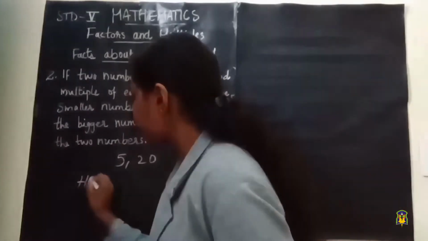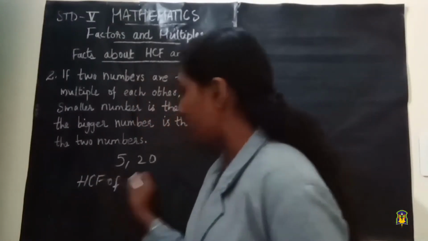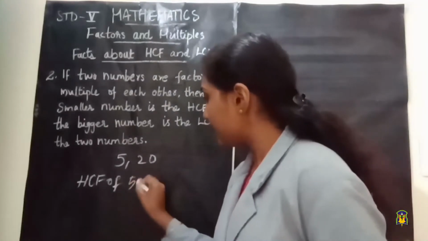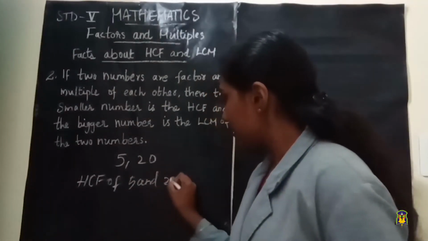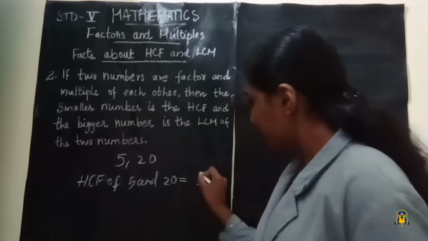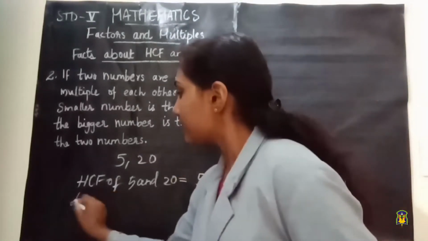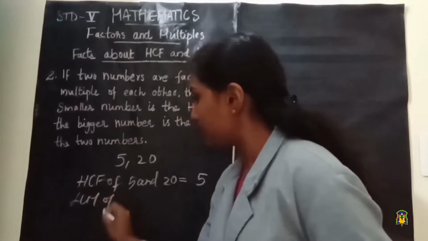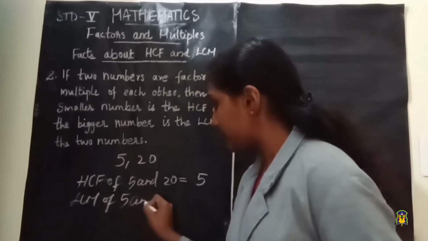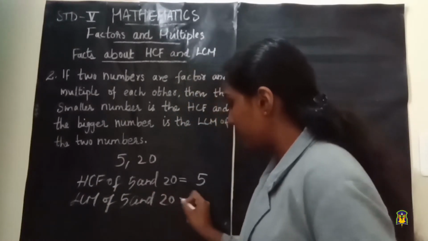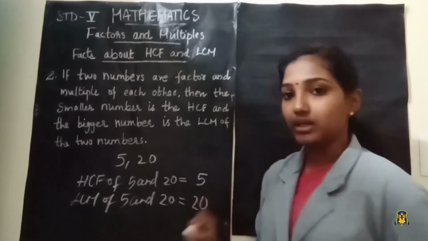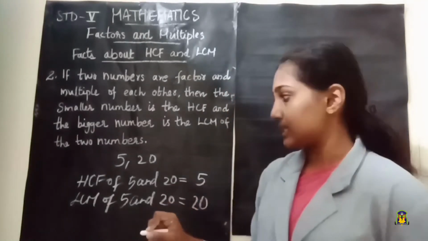That is, HCF of 5 and 20 is equal to 5. The smaller number will be the HCF, and the LCM of 5 and 20 will be 20. The bigger number will be the LCM.